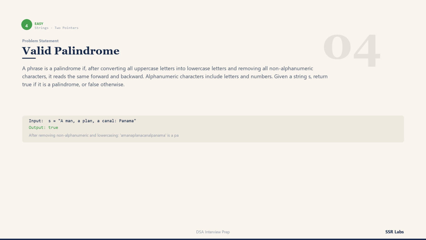Let's see what that looks like in practice. Given S is equal to "A man, a plan, a canal, Panama", the expected output is true. After removing non-alphanumeric characters and lowercasing, "amanaplanacanalpanama" is a palindrome. Got it? Good. Before I show you the approach, take a second and think about how you'd solve this. Then let's compare.